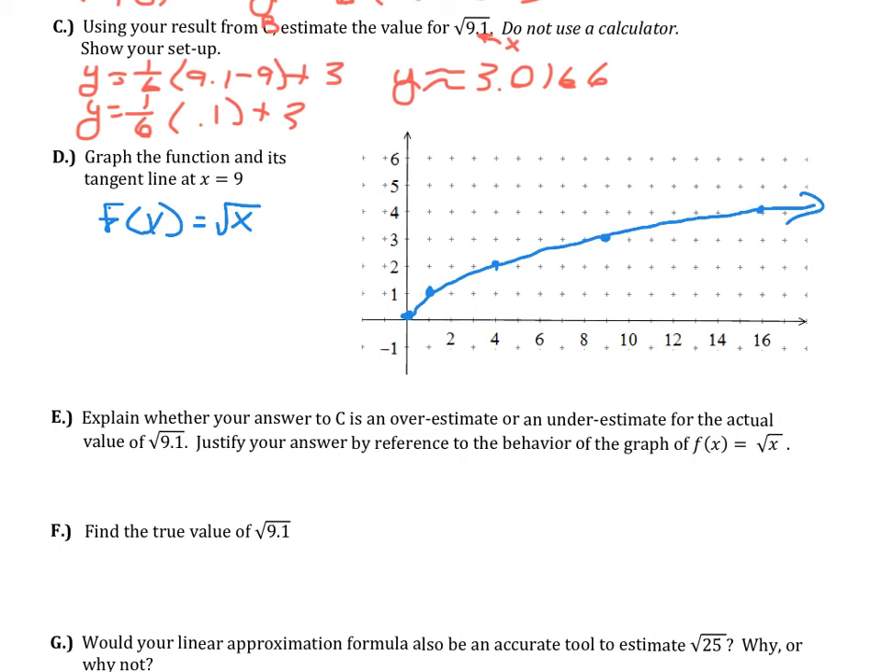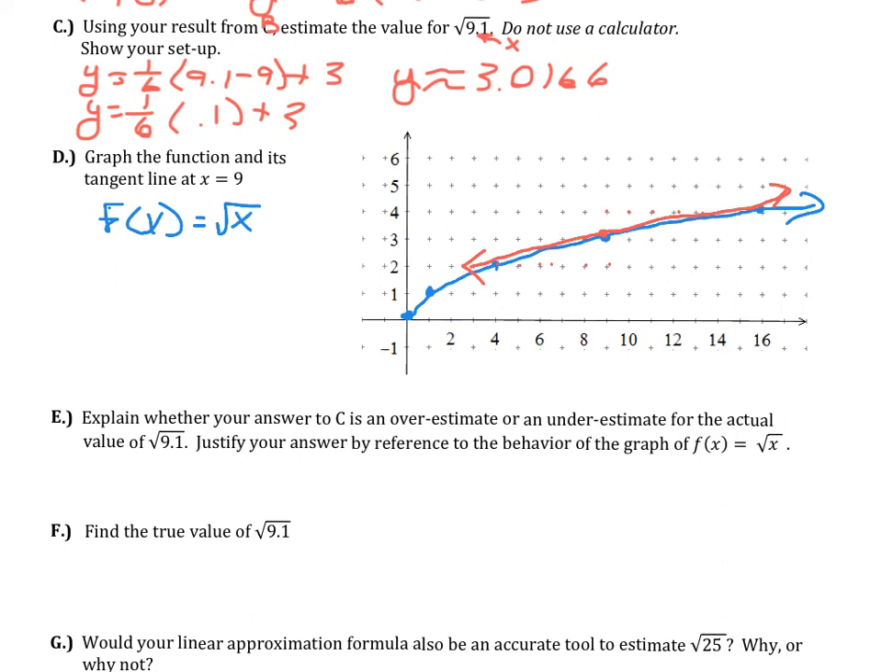Now, if you think about it, we know at 9 what the slope is, and the slope is up 1 over 6. So at 9, our slope is up 1 over 1, 2, 3, 4, 5, 6, or down 1 over 1, 2, 3, 4, 5, 6. So it's going to be something like that. All right, that's our tangent line.